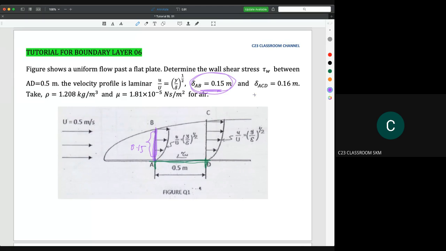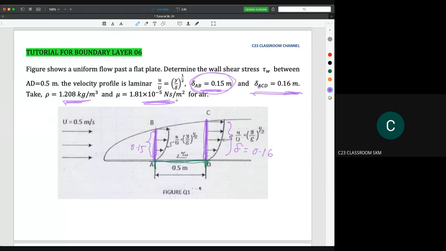And then delta ACD. Maybe this is some typo, so it should be delta CD only. It means that the delta at cross section CD here is 0.16. Take the density is this one and the mu is this one.